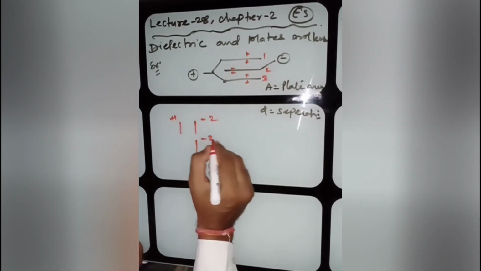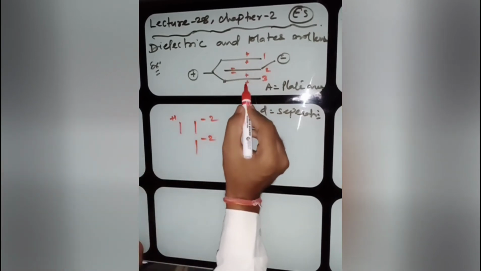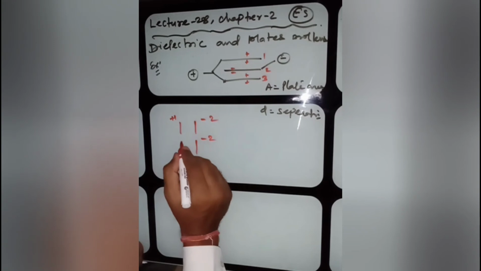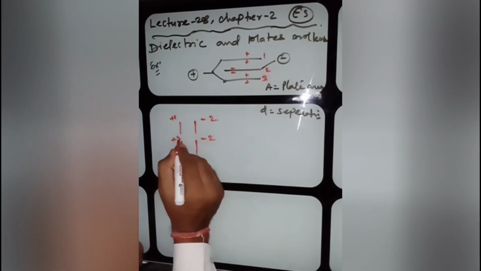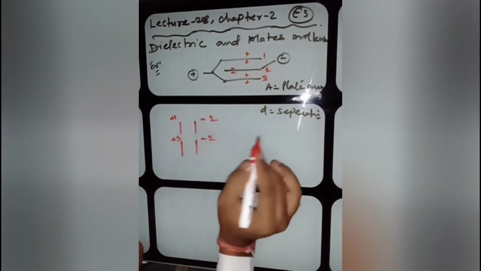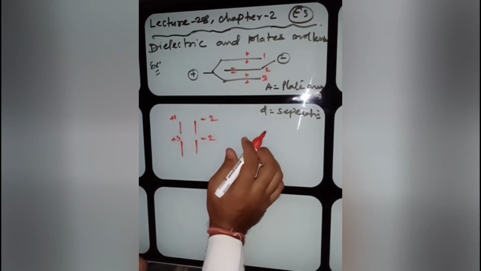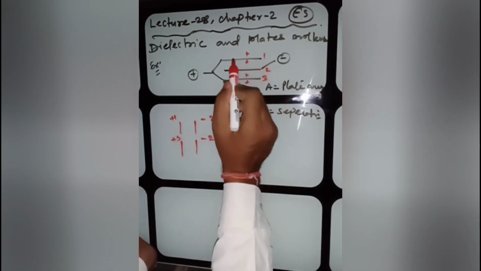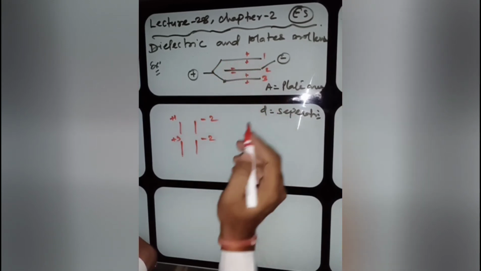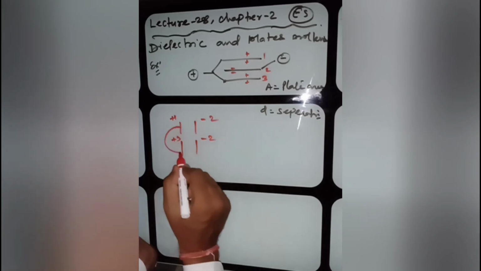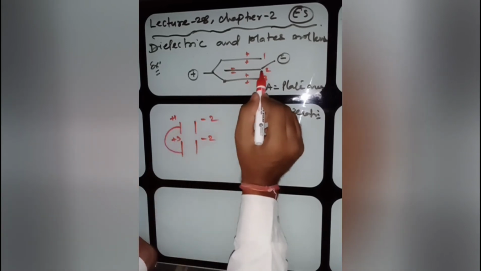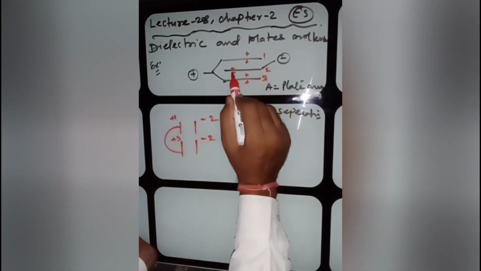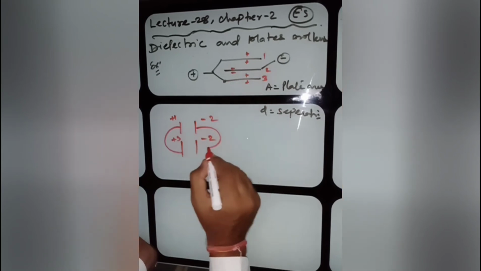So the minus 2, and it is making with the 3, so it is plus 3. Do you have another? No. Now try to find out the connections. Plus 1 is connected with plus 3, and both minus 2 are already connected.